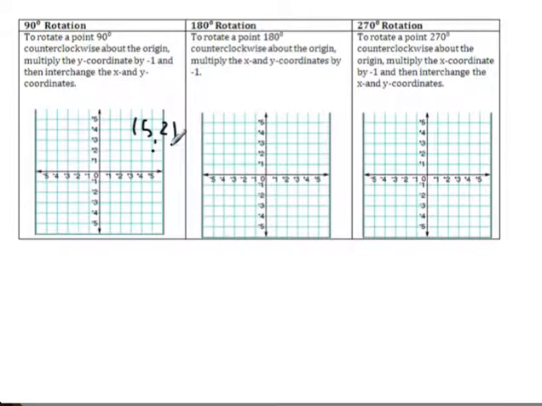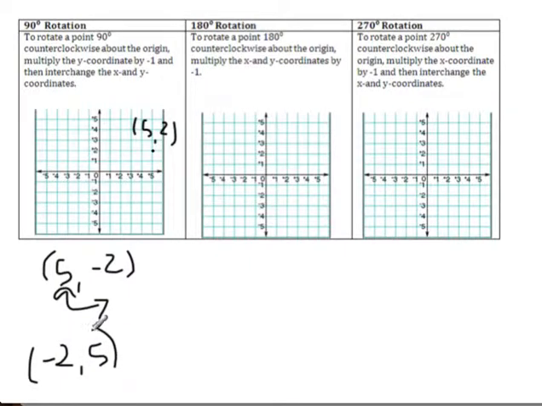Now we want to rotate at 90 degrees. To rotate at 90 degrees, we're going to make the y coordinate negative, and then we're going to flip-flop them. So that's going to become -2, 5. Then we're going left 2 and up 5. If this is point P, this is P prime, or the image, at the point -2, 5. Now that dot has been rotated 90 degrees.